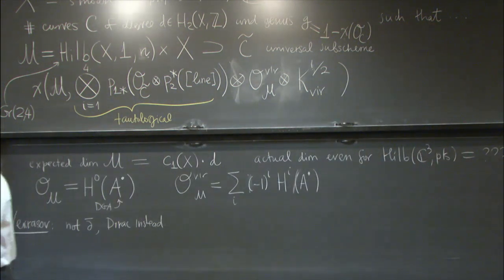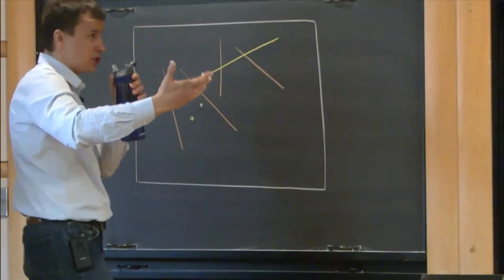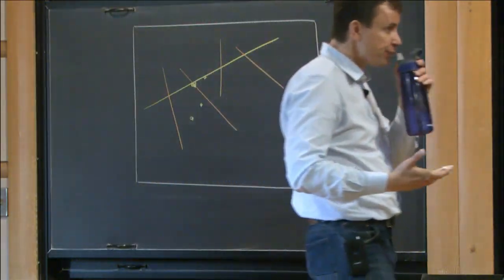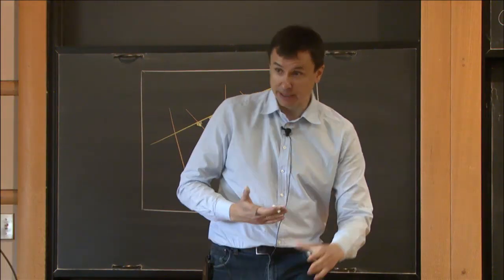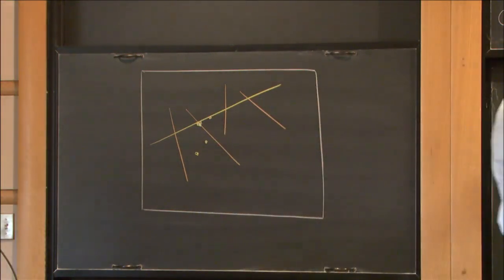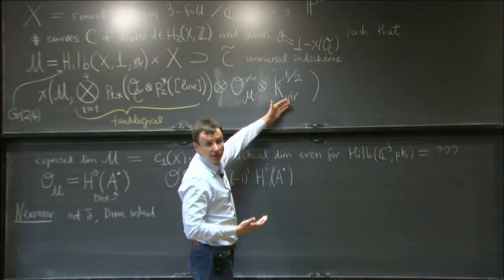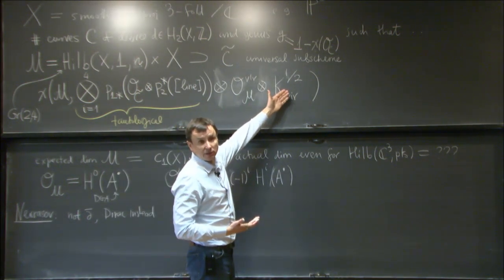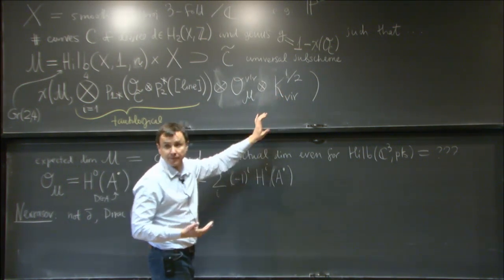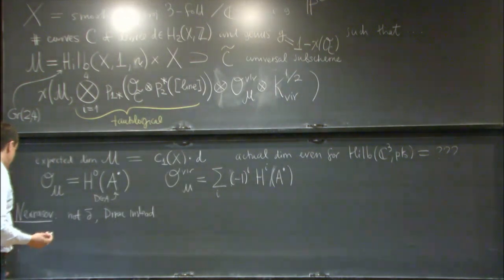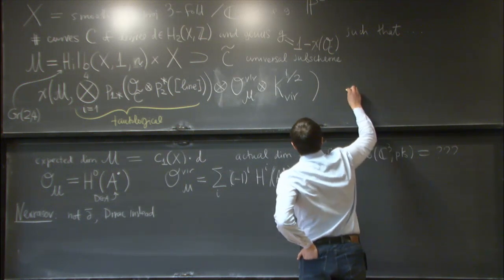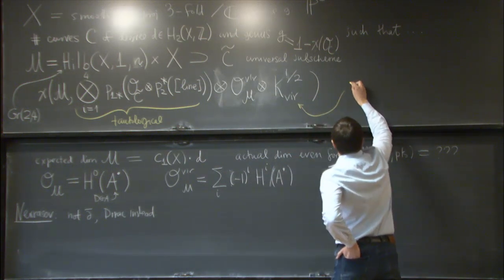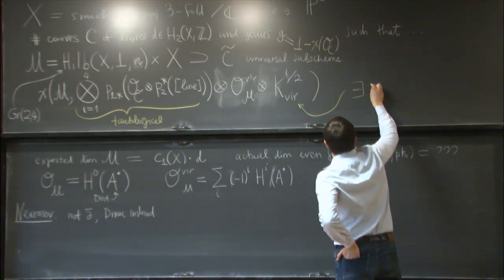So this thing has a virtual tangent bundle, which means it's a bundle which is, again, a K-theory class, an alternating sum of vector bundles, that you declare to be a tangent bundle. And of that, you can take the determinant and try to take the square root of its dual. This would be this. And of course, the basic question before you get started is why this thing exists.